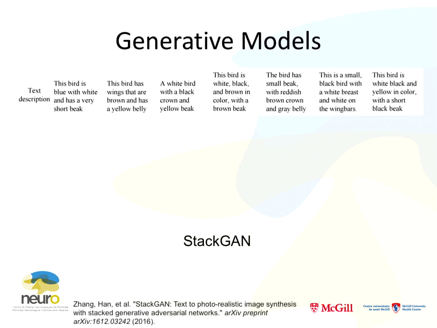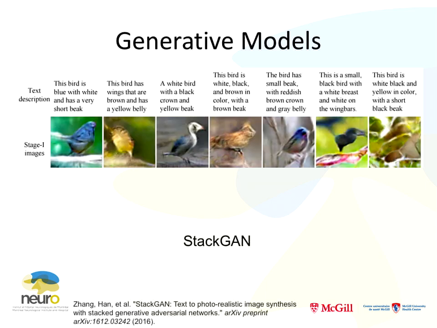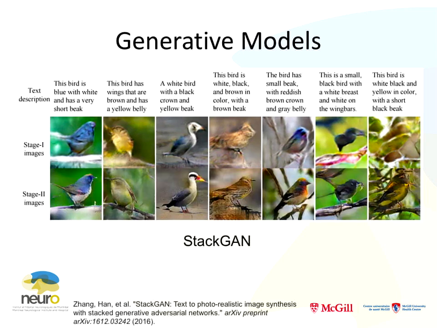And these generative models can do lots of cross-modality stuff, like generate images from text. This bird is blue with white and has a short beak, is the input to this trained model. And in the left column, the bird looks pretty good. And if you refine it, it almost looks real.